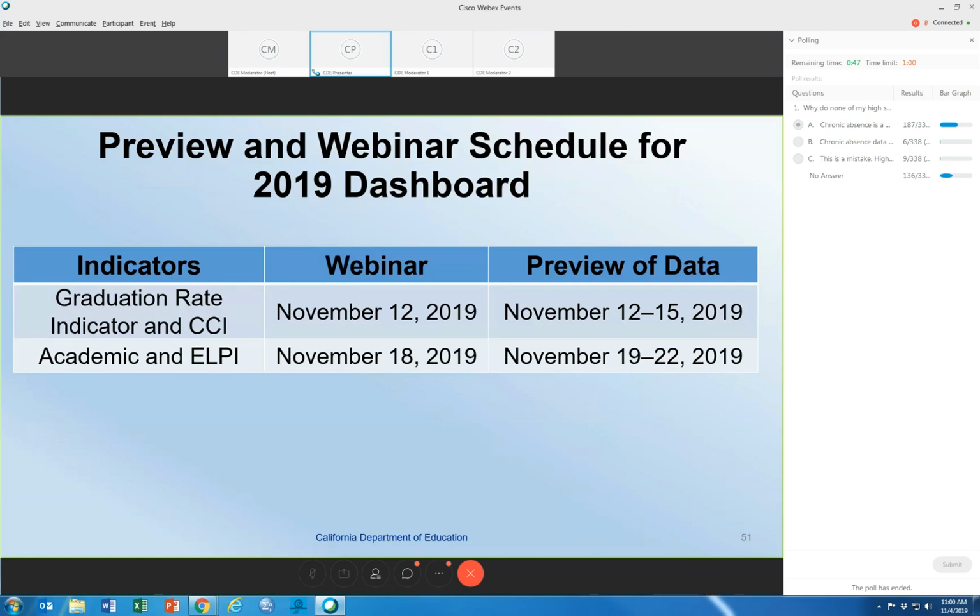So tomorrow when we send out a letter, we will send out a letter to all of our secure accountability coordinators, to the dashboard coordinators, and to CALPAD administrators. It will provide you the link to the preview site. That preview site will only include chronic absenteeism this time.